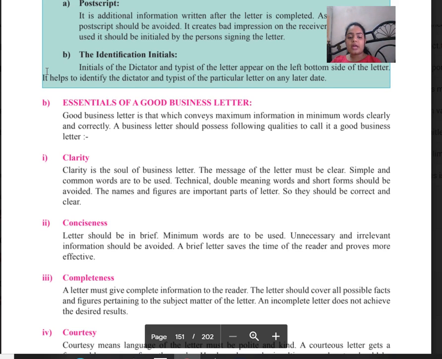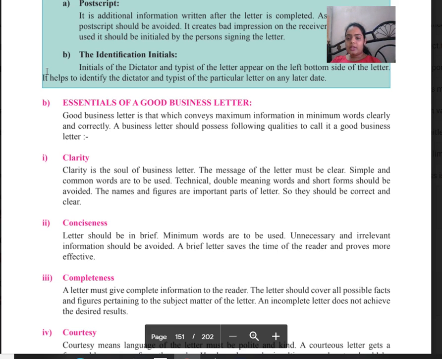Then next we have conciseness. Letters should be in brief. Minimum words are to be used. Unnecessary and irrelevant information should be avoided. A brief letter saves the time of the reader and proves more effective. So conciseness is one of the important aspects, which is that the letter should be firstly in brief, minimum words are used, and maximum messages to be delivered. Unnecessary and irrelevant information should not be written, and a brief letter saves the time of the reader also, and he can understand it better.